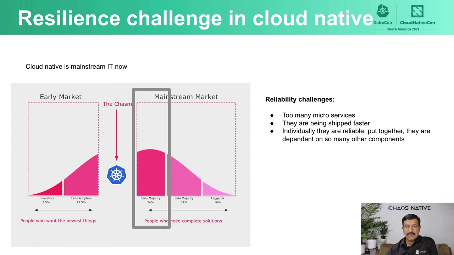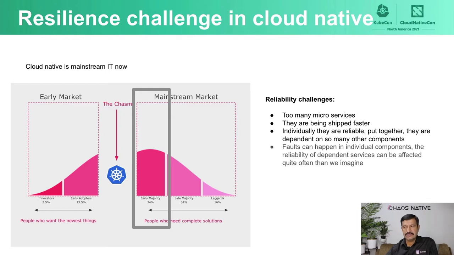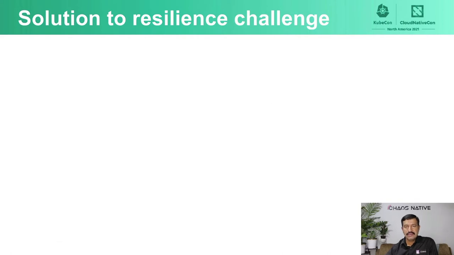So this, even though they are all individually reliable and well-tested, when you put together these microservices to form your application service, the dependency matrix increases a lot. And any fault anywhere really means that you may have a problem of availability in your service. So you need to be able to be resilient to all these faulty scenarios. That's really the reliability challenge. And the solution to this bigger problem is to adopt chaos engineering.